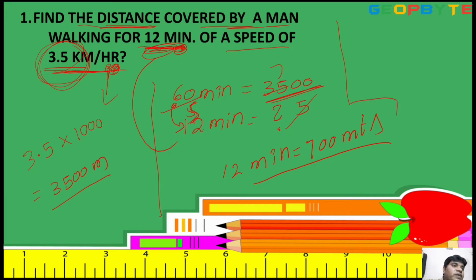Suppose you are confused: 60 minutes gives 3500 meters, so 12 minutes how much? Cross multiply 3500 into 12 by 60. 12 fives, 5 sevens, 700, again the same answer. Think differently, we are getting the same answer. Okay, children. Next.